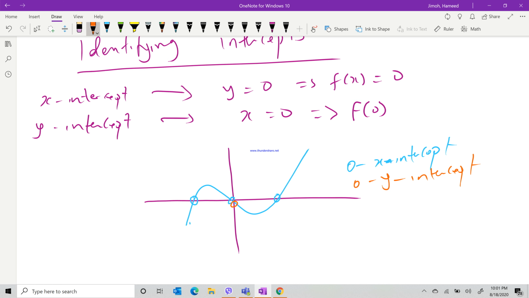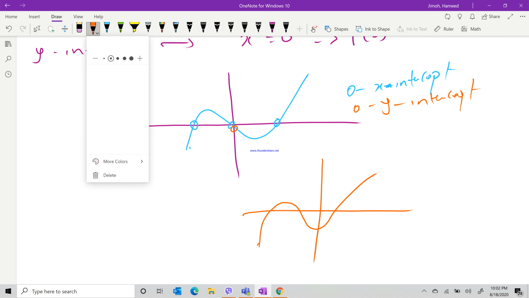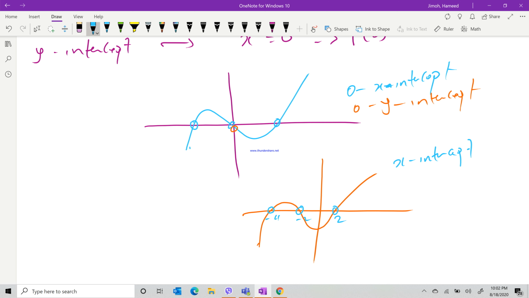So let me give a better example to understand this. Let's say you have a graph that goes this way, and then it goes like this. This is a little bit different from what you have there. So let's again check for x-intercepts. Our x-intercepts will be this point, this point, this point, and this point. I'm just going to assume some values. Let's say this is 2, -2, and -4. So it means our x-intercepts will be -4, -2, and 2.